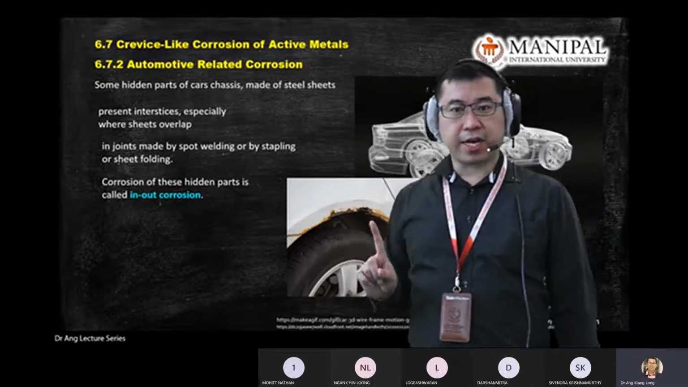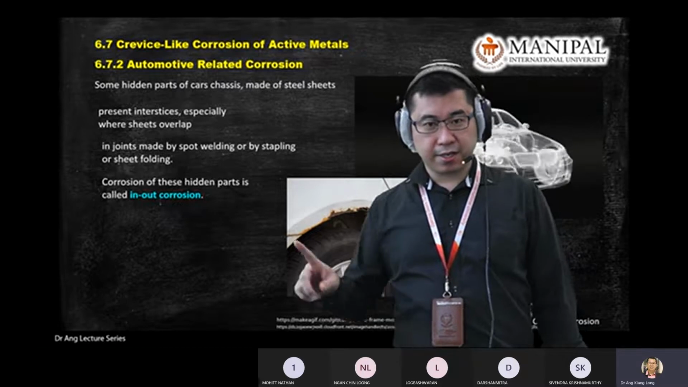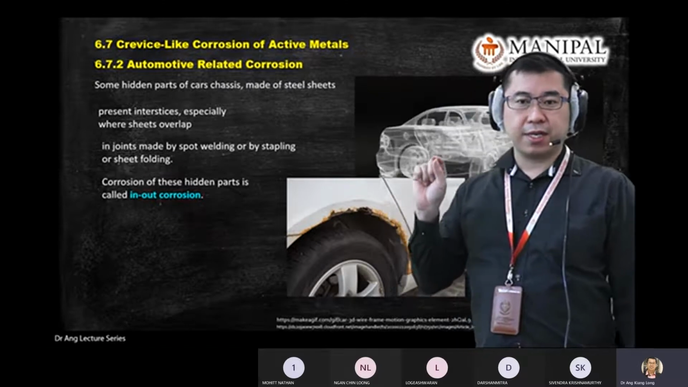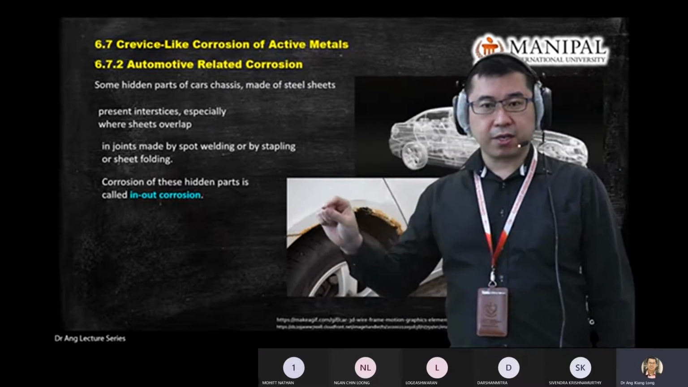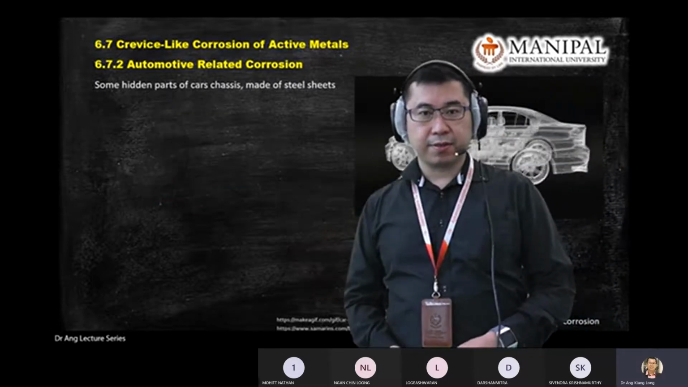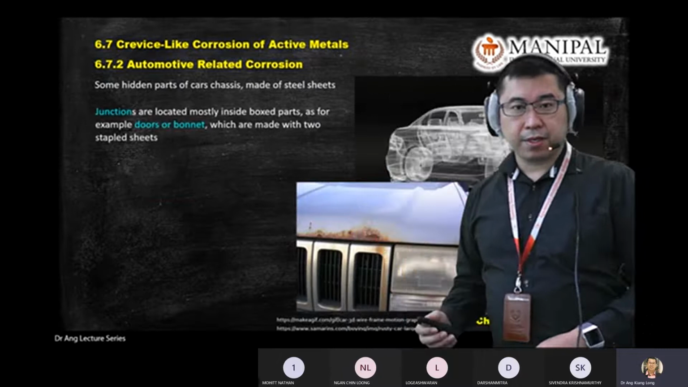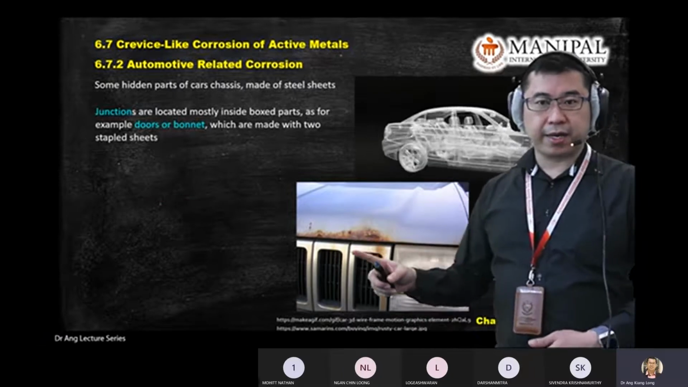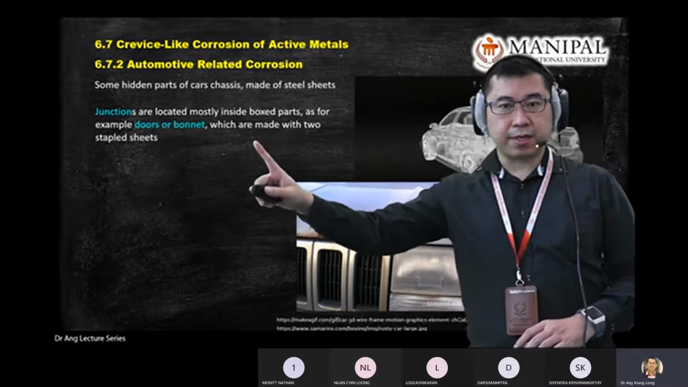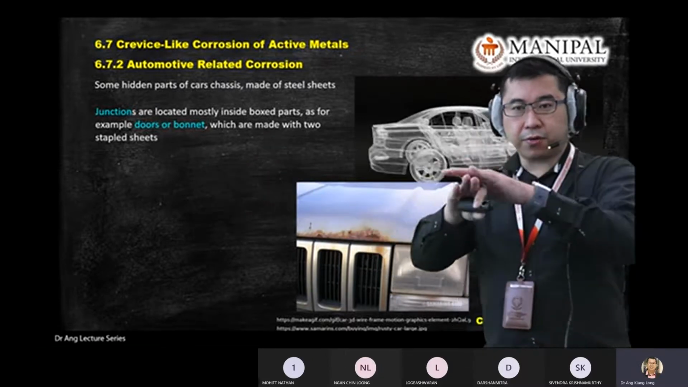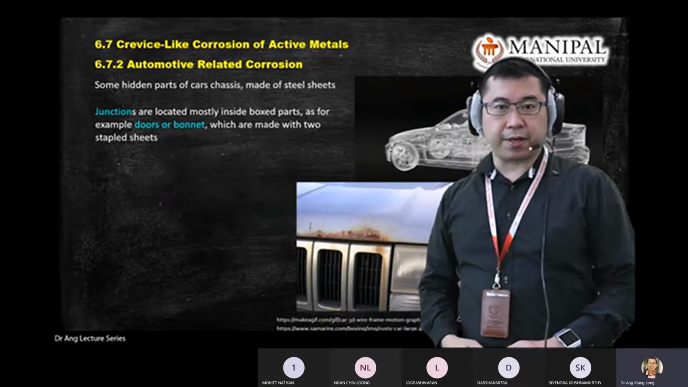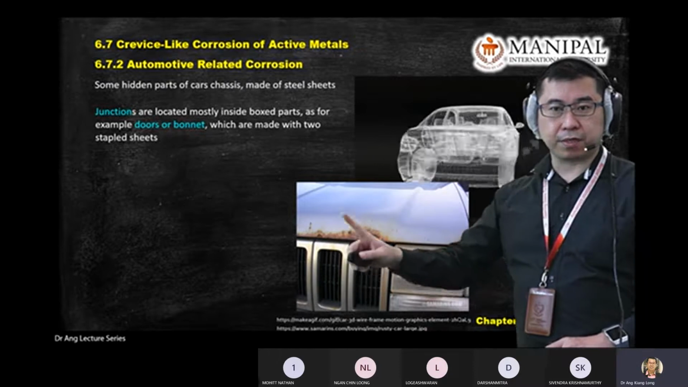So they will go and check if there is any damage in the car. If they write in-out corrosion, it means they found hidden corrosion inside a certain area of the car. Some junctions, the bonnet, and all this. As long as they are made of an overlapping of two sheet metals, then crevice corrosion will happen. This bonnet and so on.